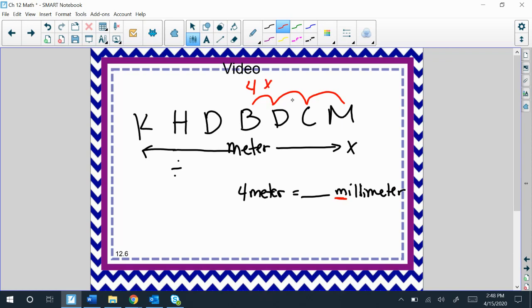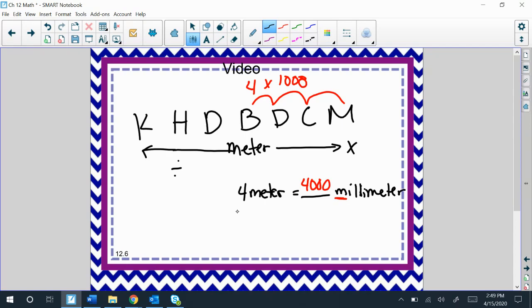I have 1, 2, 3. Well, what base has 3 zeros? 1, 2, 3. I have 1,000. Well, 4 times 1,000 equals 4,000. I can double check that to make sure that I have 3 jumps, so 3 zeros. 1, 2, 3.